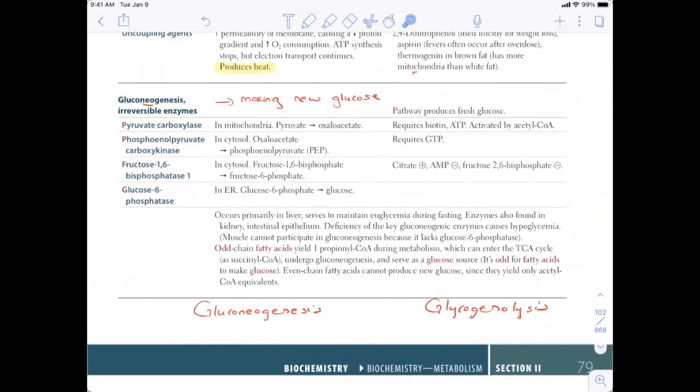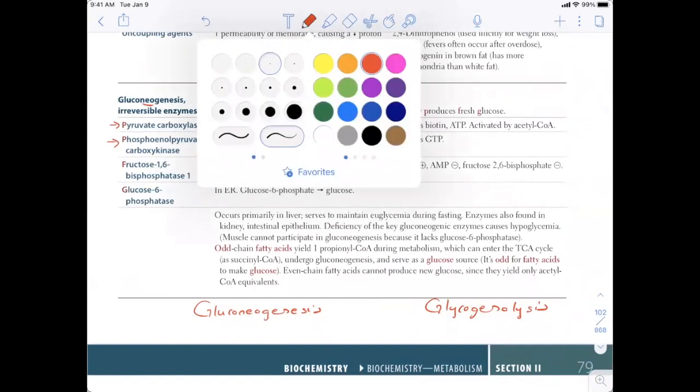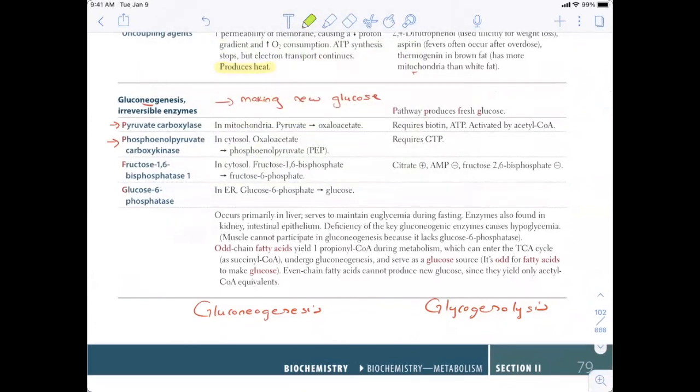These are the two enzymes we just talked about: pyruvate carboxylase and PEP carboxykinase. What did they do? From the very beginning, pyruvate carboxylase helps you change pyruvate to oxaloacetate, so we can start the process of the U-turn.